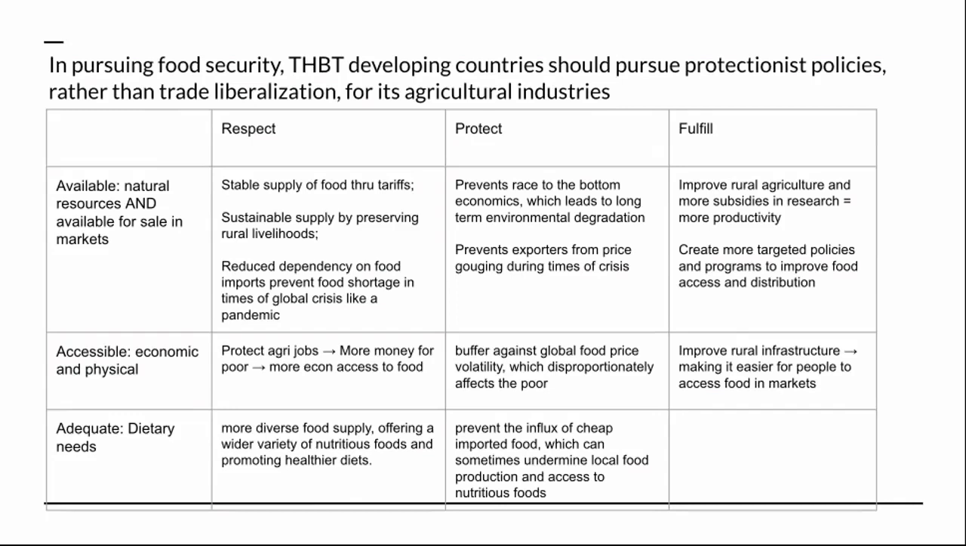In terms of fulfilling, again, this is about how we best create conditions that empower people to exercise the right. In this case, you can say that we can use this to improve rural agriculture, with more subsidies in research, which will lead to more productivity, which in turn leads to more availability. You can also argue that it creates more targeted policies and programs to improve food access and distribution. And you can do the same process with the different core entitlements.